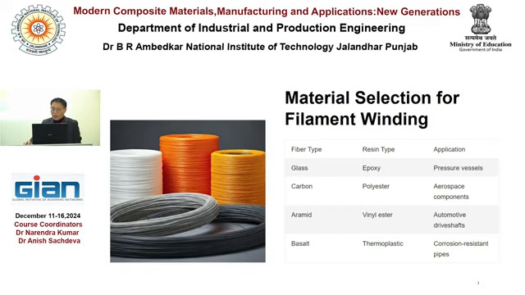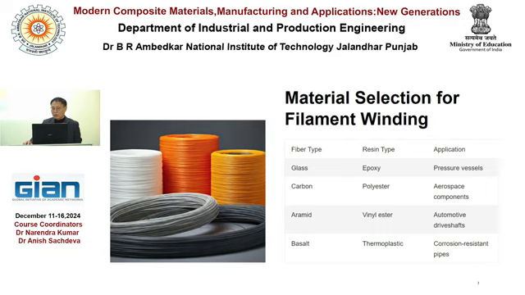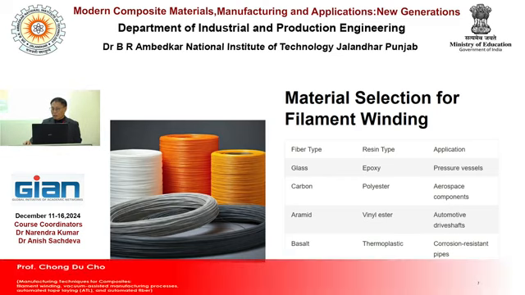Carbon is usually used for aerospace components. Epoxy, polyester, or vinyl ester resins match with aramid, carbon, and glass, respectively. The reason aramid is used for automotive drive shafts is that it is very strong against impact, so it is highly impact resistant. So aramid fiber is used for the automotive drive shaft.